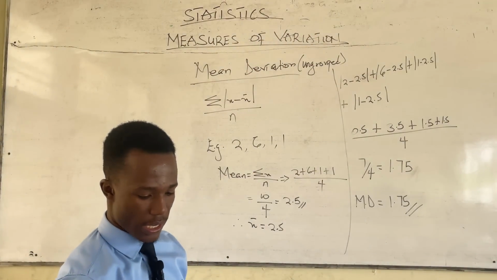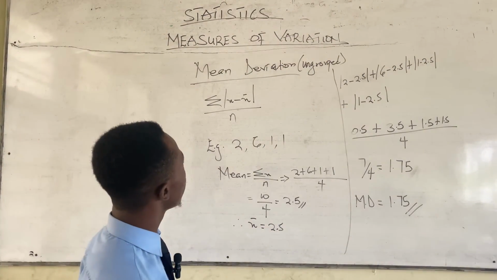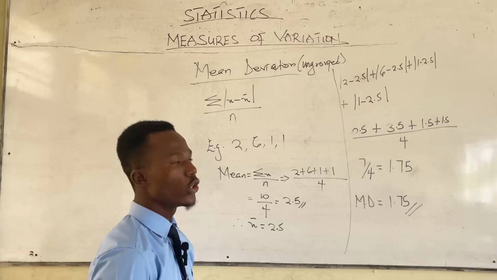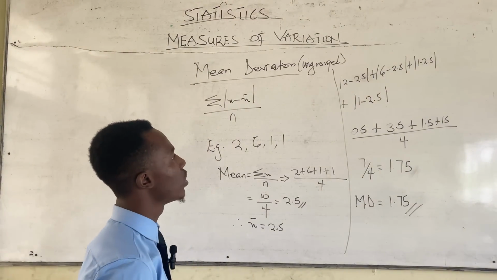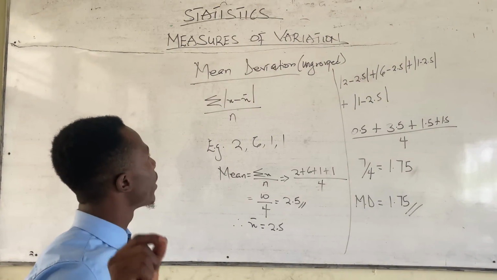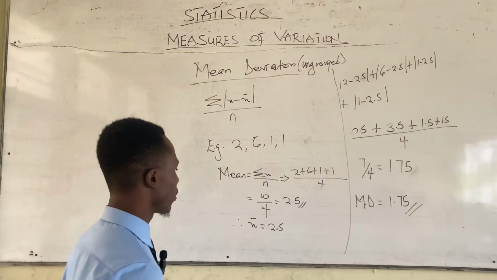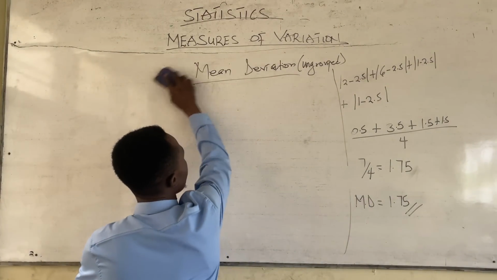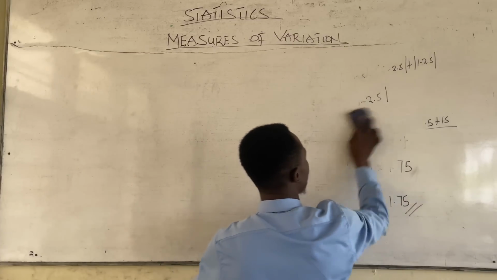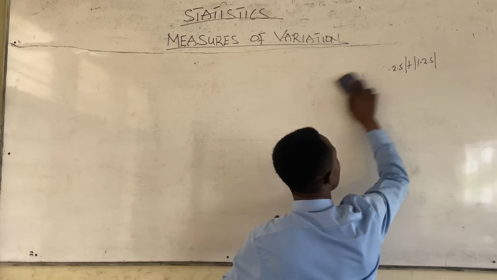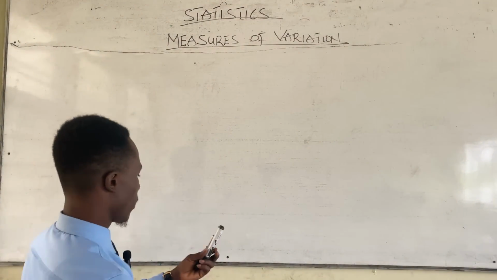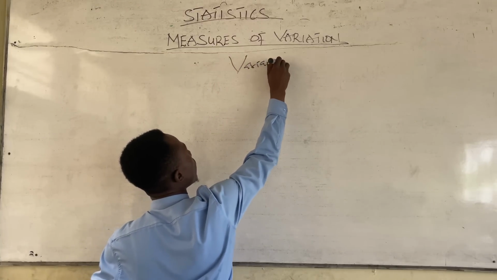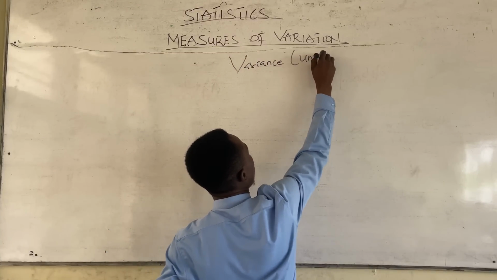So this is a question under mean deviation, and this is how we solve the mean deviation. Okay, so now we are going to look at how to also calculate variance under mean deviation. Okay, so it's very simple. Variance of ungrouped data.